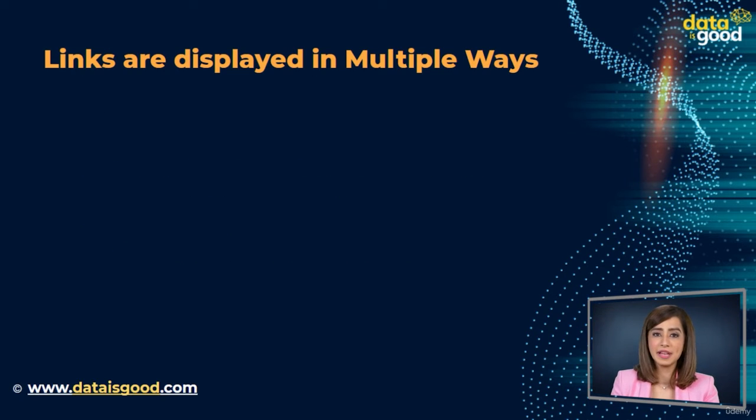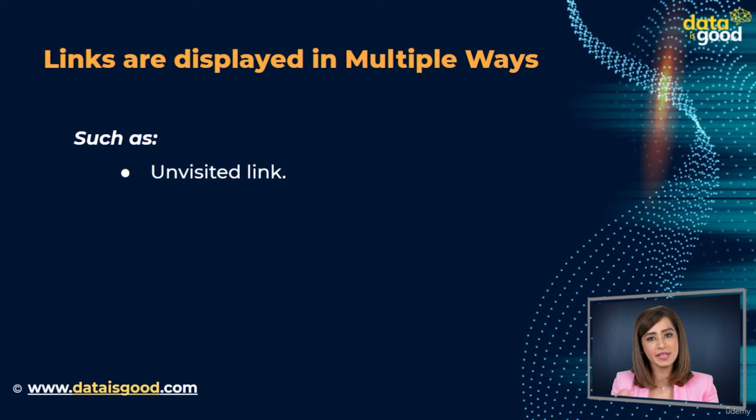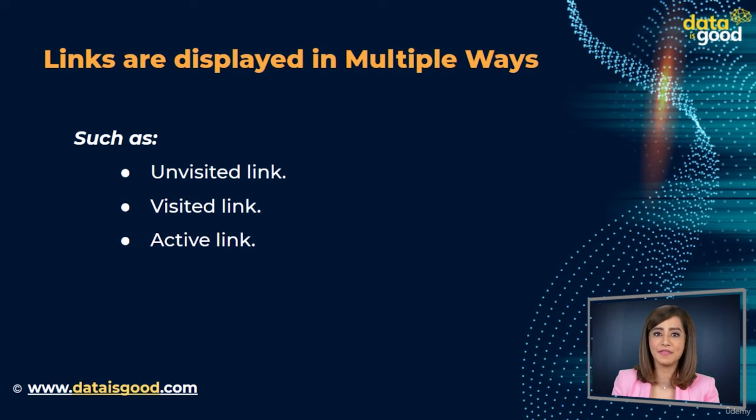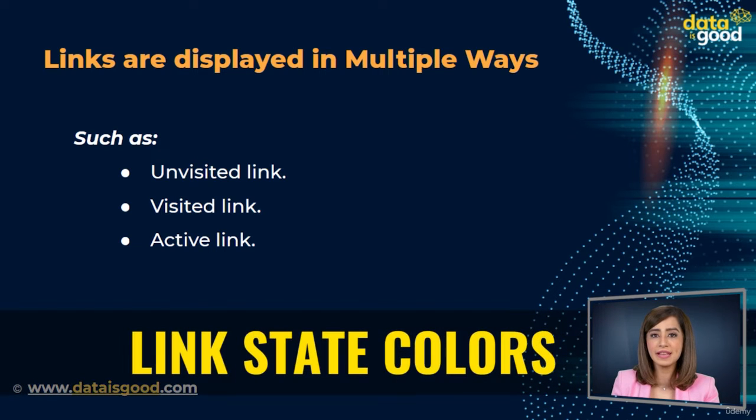The links are displayed in multiple ways, such as an unvisited link. The color of this link is blue and underlined. It simply means that you have not visited the link earlier. The visited link is underlined and purple, which means you have visited the link earlier several times. An active link is underlined and red. This means that you have already been active on the link. You can also change the link state colors by using style.